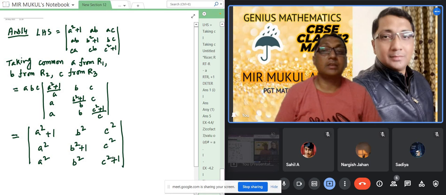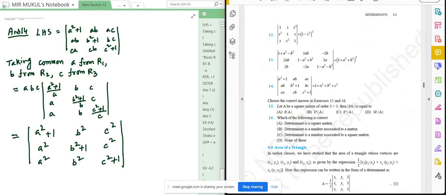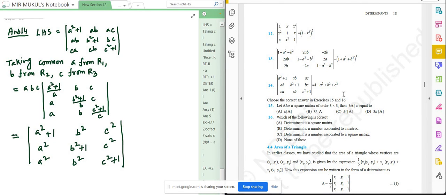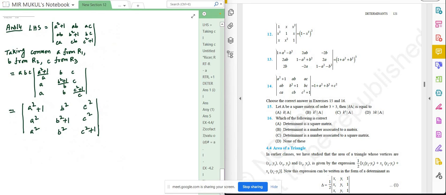Now think, check the right hand side. If any row or any column you add, will you get this factor 1 plus a square plus b square plus c square? Row wise you will add or column wise you will add? Tell me, Salauddin. Sir, column wise. Yes, you have to add column wise.